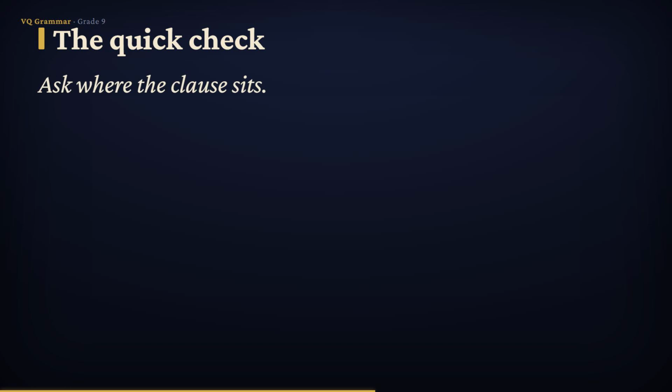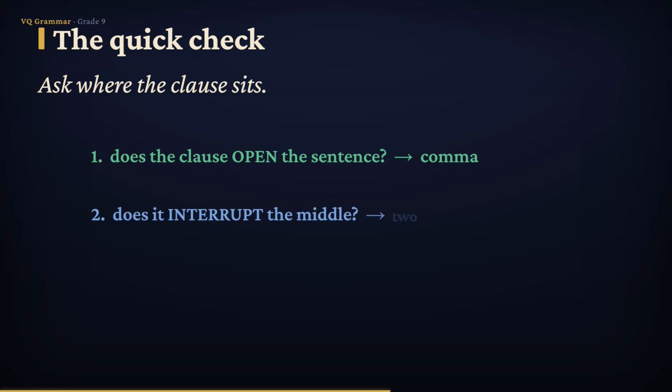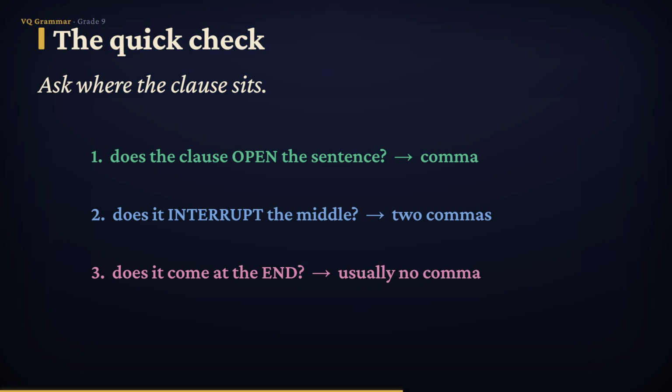Let's boil the whole lesson into a quick check you can run every time. Step 1. Does the clause open the sentence? If it does, add a comma after it. Step 2. Does it interrupt the middle? Then fence it in with 2 commas, before and after. Step 3. Does it come at the end? Then usually you use no comma, unless it's a clear aside.